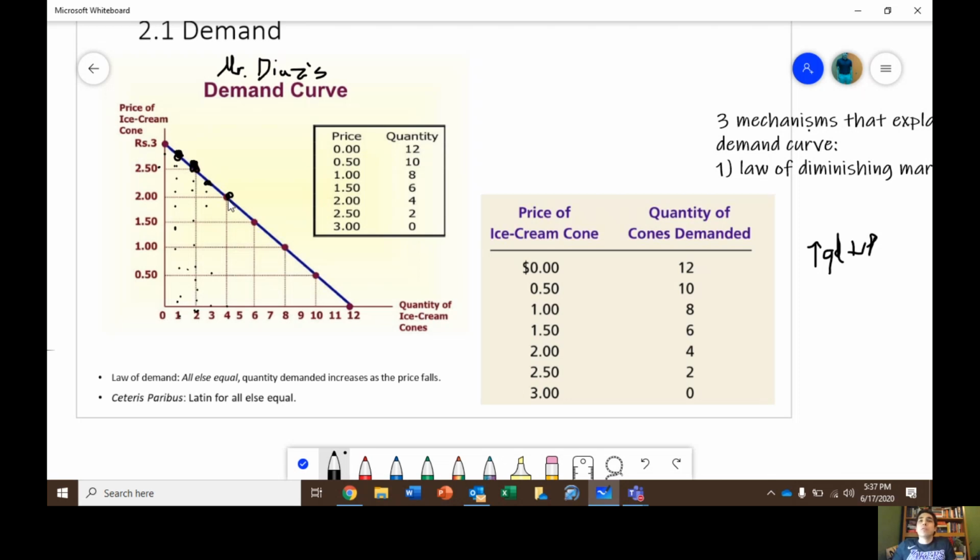And maybe that first ice cream cone was really important to me, so that's why I valued it so highly. But with each additional ice cream cone, I value it less and less. So that explains why an individual's demand curve is downward sloping, right?